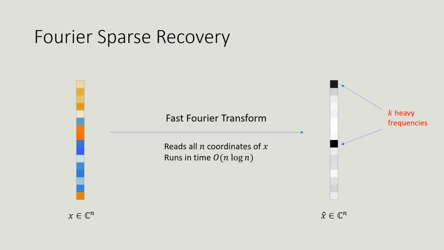An important case is when x hat is sparse, that is, it has a few large frequencies and the rest are all small. We suppose that x hat is k-sparse, meaning that it has k heavy frequencies, also called heavy hitters. Here in the picture, the gray level of cells denotes the magnitude of the frequencies, and we have k equals 2 here, that is, x hat is 2-sparse.